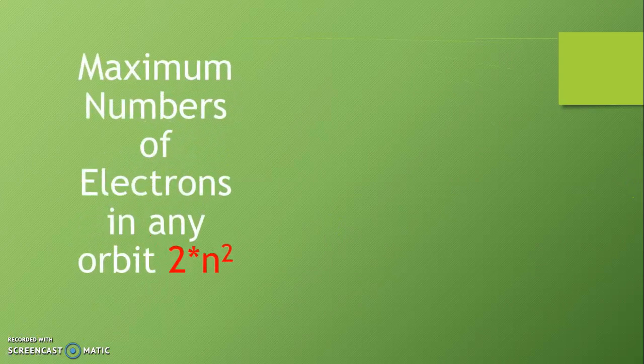The maximum number of electrons in any orbit is given by one mathematical equation, that is 2 multiplied by n raised to power 2, where n is the number of the orbit. n can be 1, 2, 3 or more. We have different permissible levels 1, 2, 3, and electrons cannot rotate in between any permissible level.